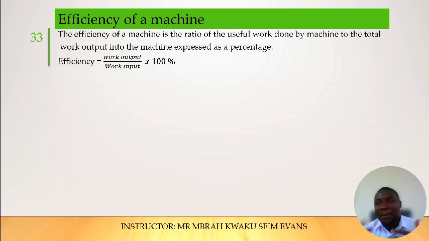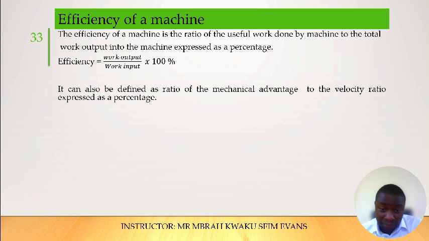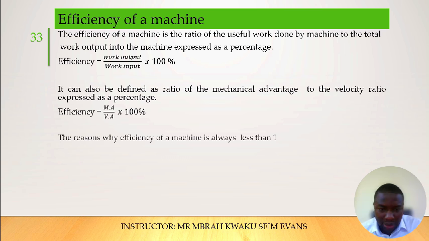When you go and buy fuel, most of the fuel you buy ends up as heat. Just a small percentage is used to move the car. So that is efficiency, and it's a percentage. Work output over work input times what? 100. You can also define it as the ratio of the mechanical advantage to the velocity ratio expressed as a percentage. Mechanical advantage over velocity ratio times 100.